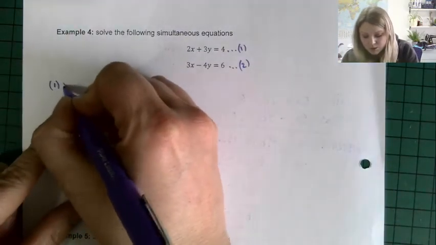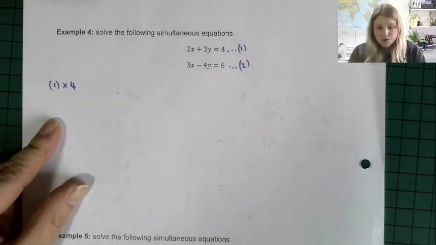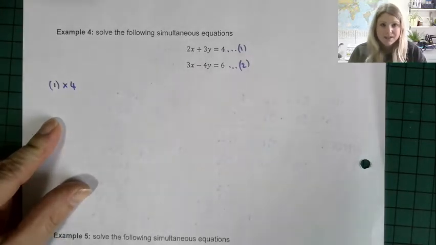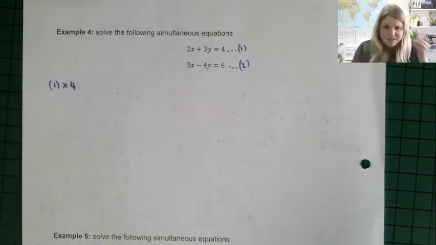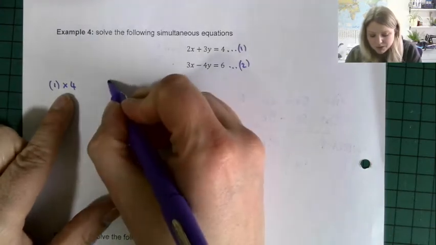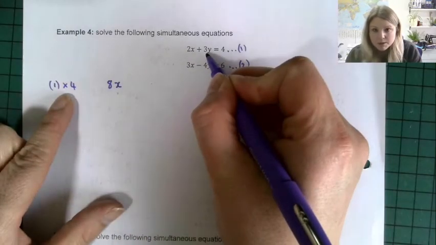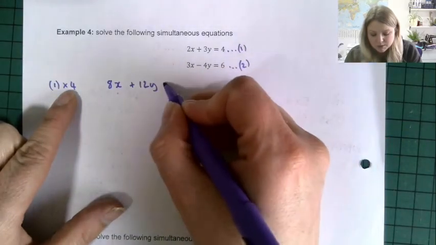Now, be super careful. Remember, it's the whole equation that you multiply by 4, not just the left-hand side, not just the y's. It has to be the whole thing so that the equation still stands. So it's still the exact same equation and it's still valid. So 2x multiplied by 4 gives me 8x. 3y multiplied by 4 gives me 12y. 4 multiplied by 4 is 16.